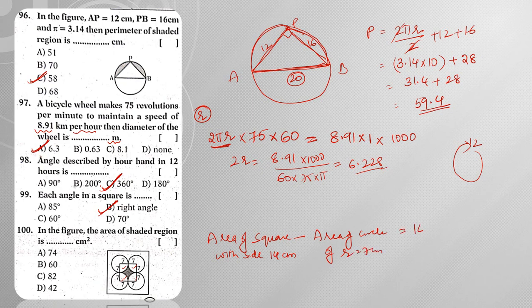Now this can be written as 14 square minus the area of the circle with radius 7, which is given by 22 by 7 into 7 into 7. So the 7s get cancelled. 14 square is nothing but 196, minus 22 sevens are 154. 6 minus 4 is 2, 9 minus 5 is 4. Hence the answer is 42 centimeter square.